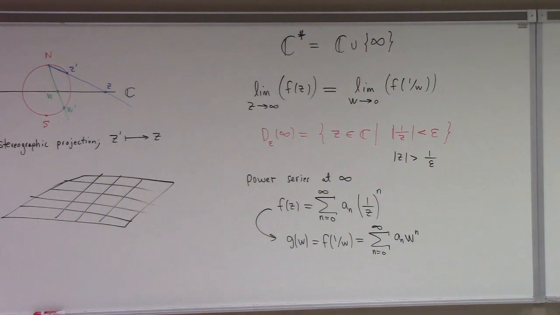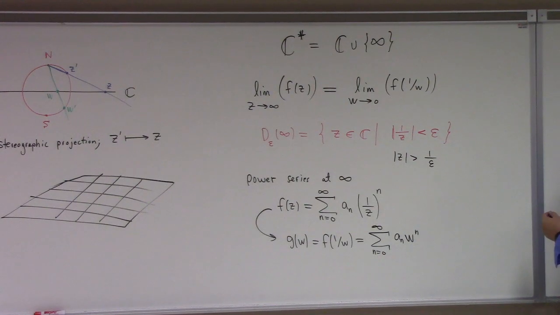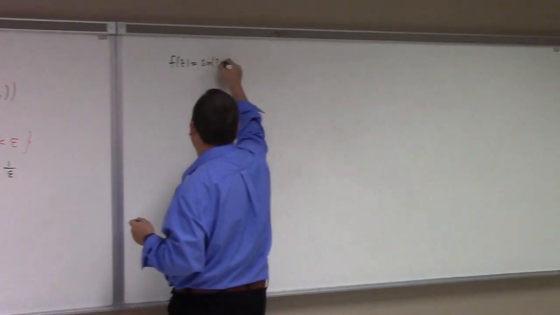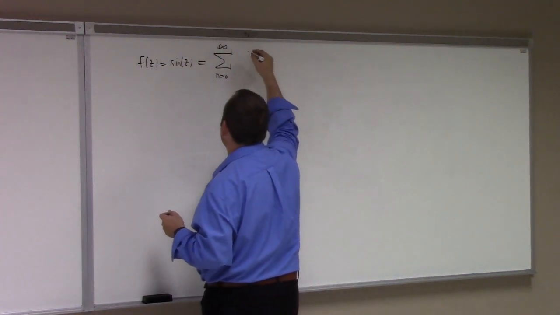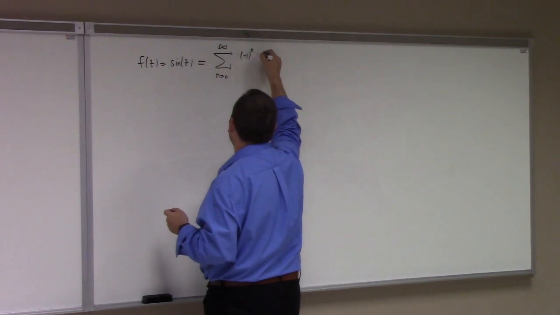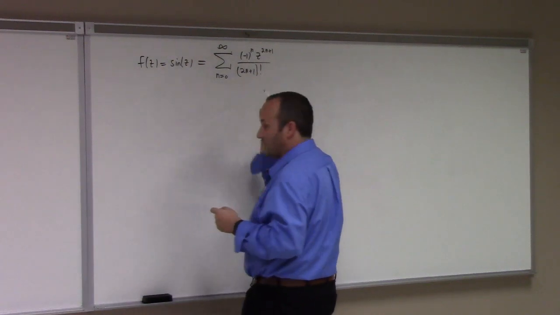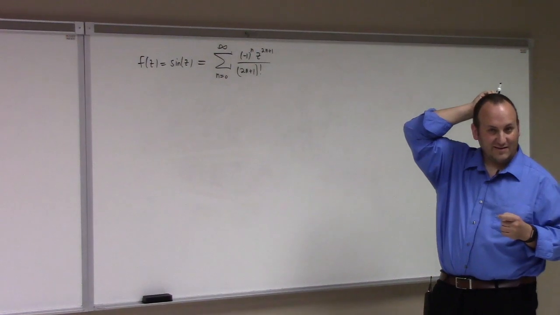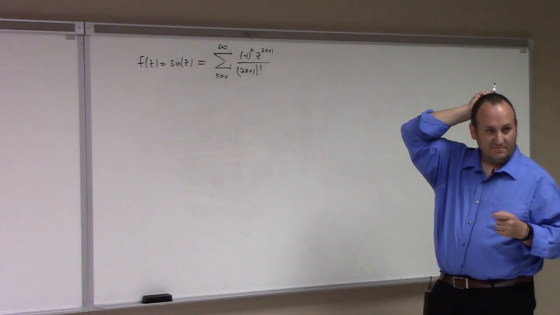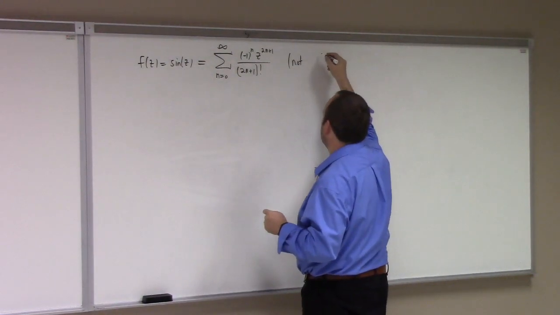Oops, I think I may have just erased part of the board with my shirt. So to give you an example, this guy, f of z equals sine of z. Remember, this is the sum n equals 0 to infinity of minus 1 to the n, z to the 2n plus 1 over 2n plus 1 factorial. This would not be holomorphic at infinity. This is an example of something that's not holomorphic at infinity.